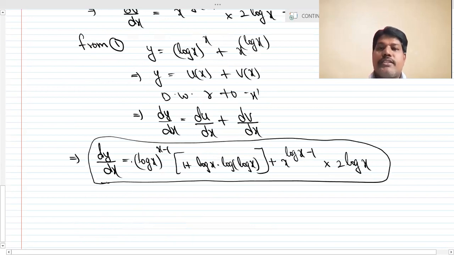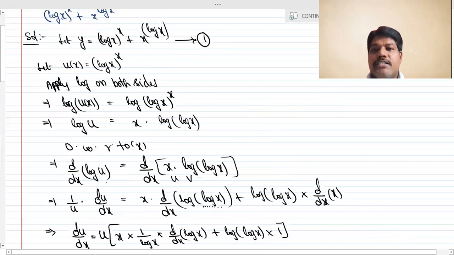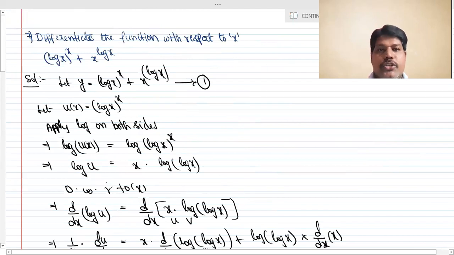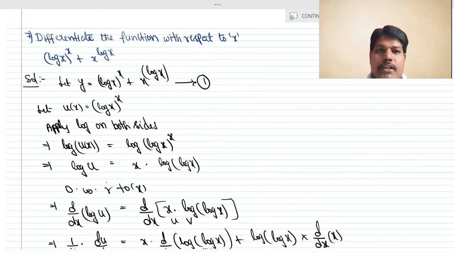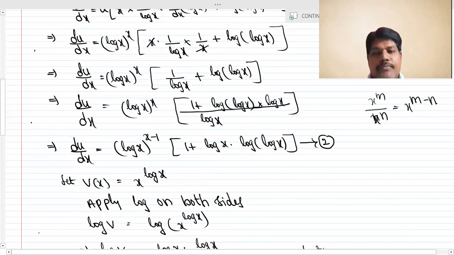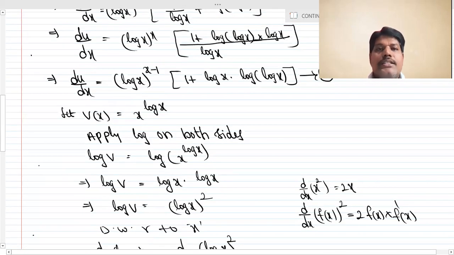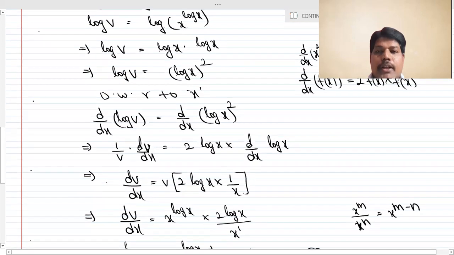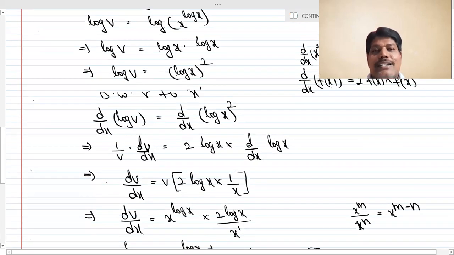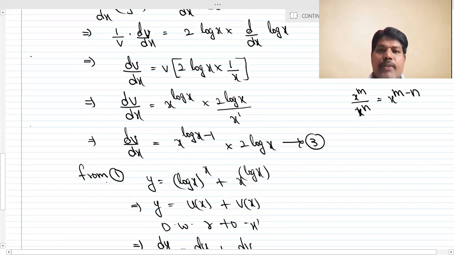So see that question, students. The questions are easy, but it is very lengthy. Why? Because they have given two functions. The first function you have to take as u, apply the log and apply the derivative. Take du by dx. And the second function you have to take as v. Then apply the log on both sides, simplify that one and differentiate with respect to x. Then you will get dv by dx.